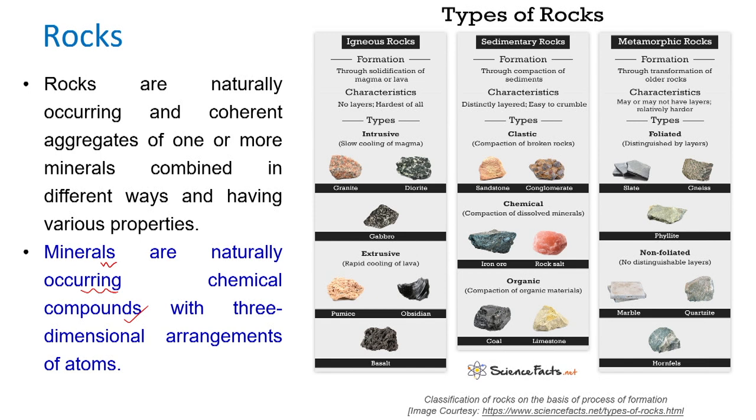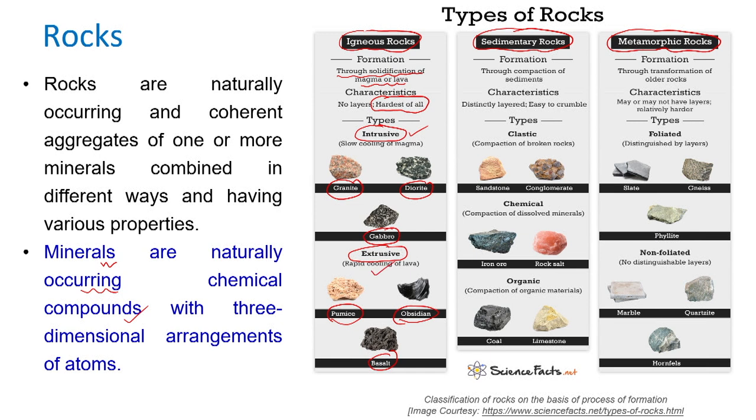So what are the various types of rocks which are available around us? These we can classify into three groups. First is igneous rocks, then sedimentary rocks, and the metamorphic rocks. The igneous rocks are formed through solidification of magma or lava, and they are the hardest among all types of rock materials. There are basically two types of igneous rocks, that is the intrusive rocks and extrusive rocks. Granite and diorite with gabbro are some of the examples of these intrusive rocks, while pumice, obsidian and basalt are the examples of these extrusive rocks.